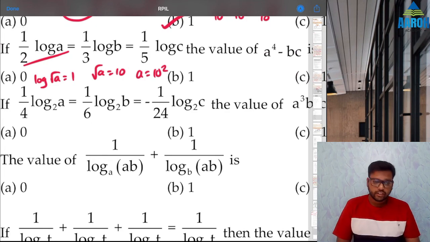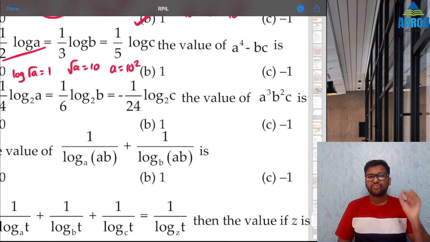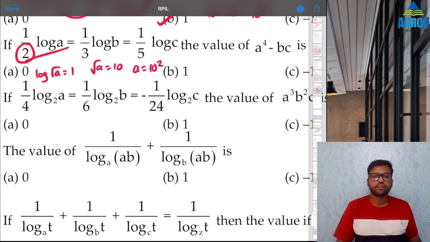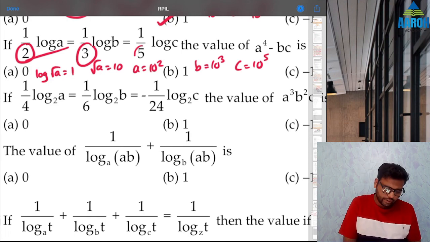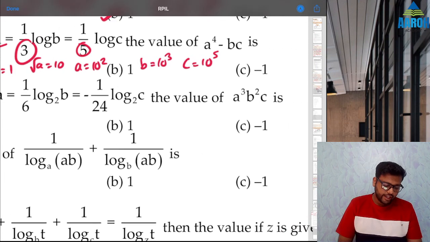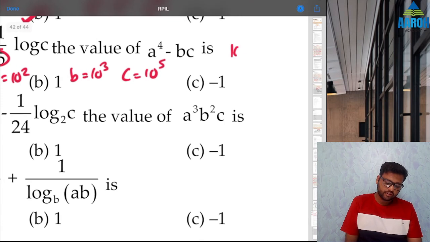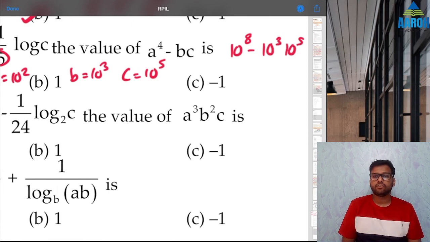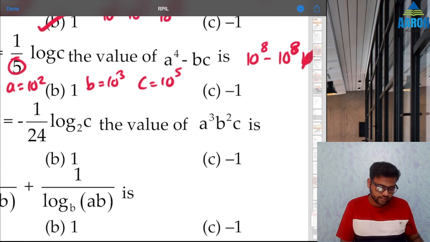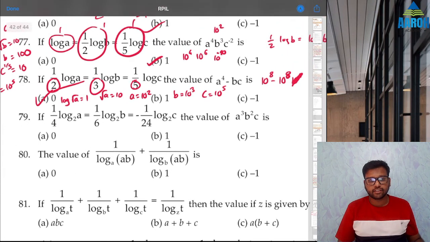Similarly for b, if you observe the pattern, a is 10 square, now b will be 10 cube, right? And c will be 10 raised to 5. Same, if you observe the pattern, c will be 10 raised to 5. So now let's put it. A raised to 4, a is 10 square, so 10 square raised to 4 is 10 raised to 8. Minus b, b is 10 cube, c is 10 raised to 5, so 10 raised to 3 plus 5, again that is going to be 8 only. So 10 raised to 8 minus 10 raised to 8 is 0. So option A is the correct answer.